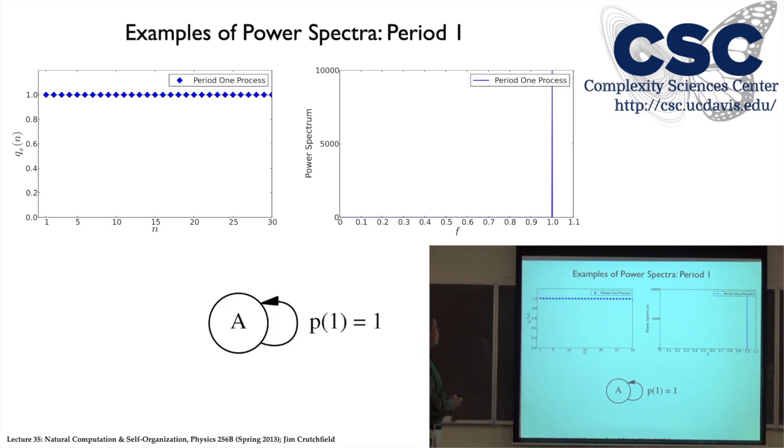So the correlation functions are particularly easy and straightforward. If I pick one symbol, the probability that a symbol n downstream from it is the same, that probability is 1, because they're all 1s. That's the only thing we have in the spectrum.